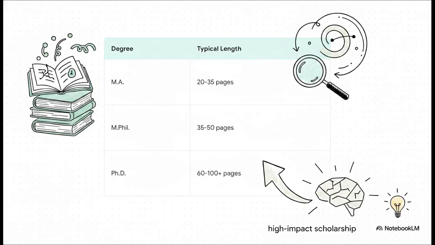Now, you might also be wondering about length. Typical page counts range from about 20 to 35 pages for an MA dissertation, moving up to 35 to 50 for an MPhil, and all the way up to 100+ pages for a PhD thesis. But I want to stress something incredibly important here. Length alone does not equal quality. Hitting a specific page count is way less important than the depth of your critical evaluation, your synthesis, and your ability to pull together high-impact scholarship.